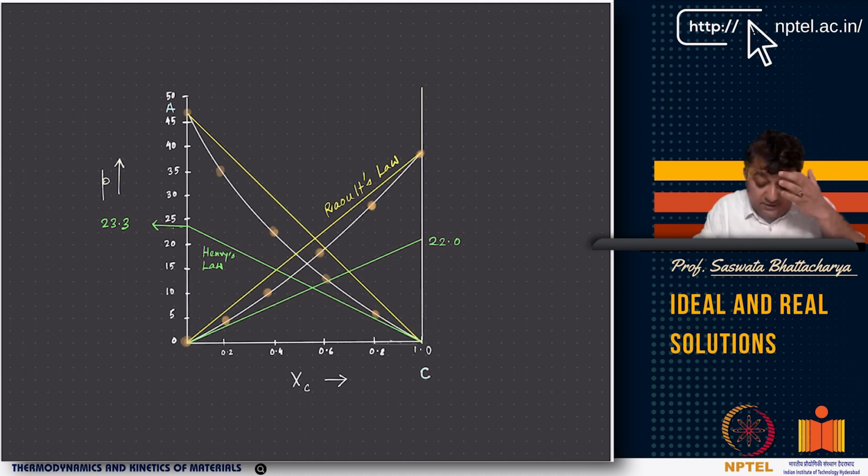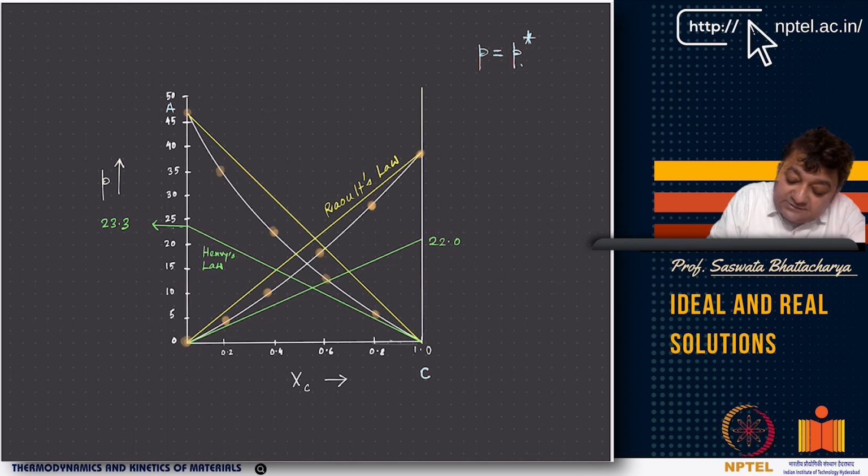Now if you look at that, Raoult's law basically tells us that the partial pressure of a component, for example component C, equals XC times P star. So PC equals PC star XC, where PC star is somewhere here. Raoult's law basically gives me the yellow lines.